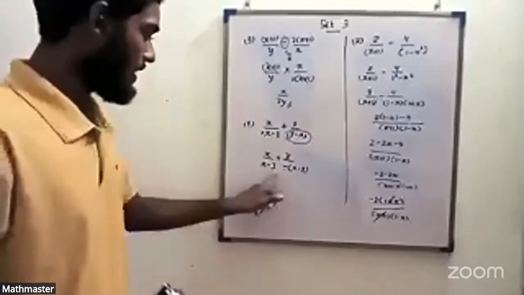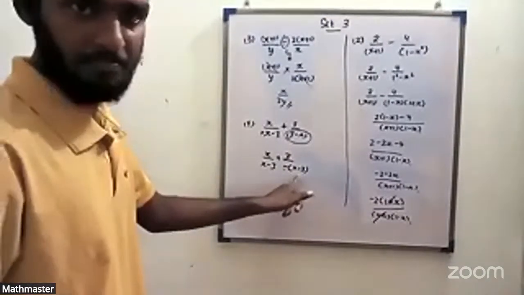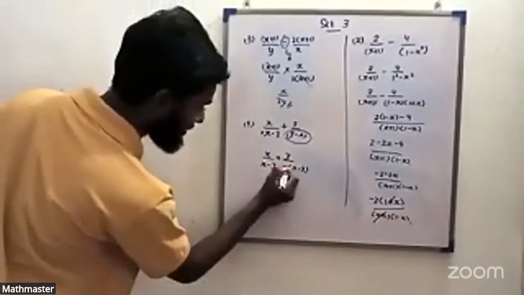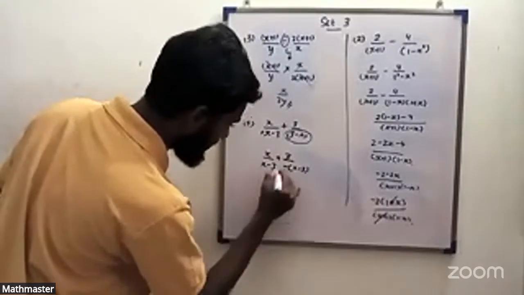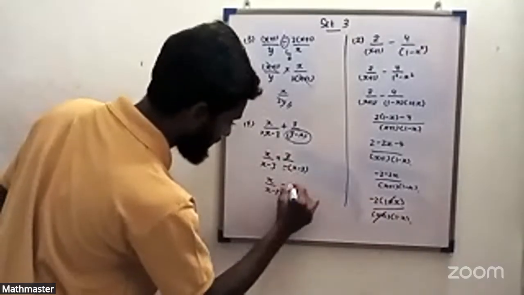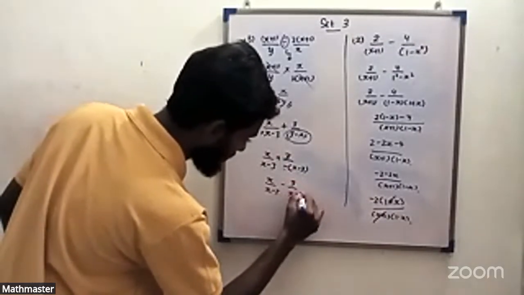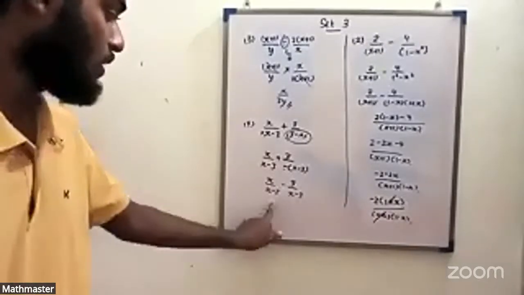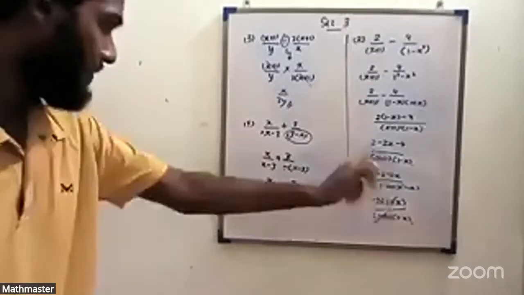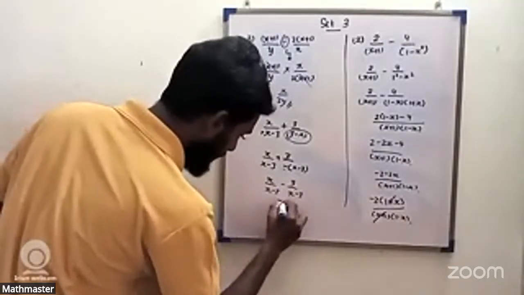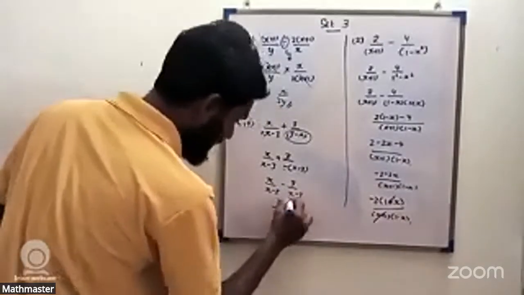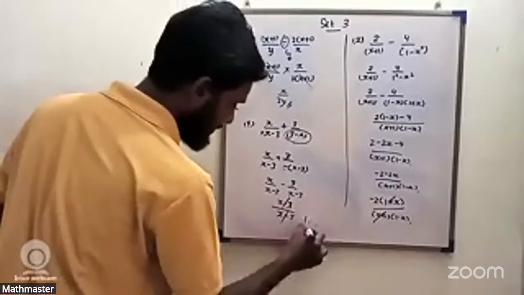Now you have x minus 3, x minus 3, right? But you have this minus sign, this goes here. Therefore, x over x minus 3, this plus and this minus becomes minus 3 over x minus 3. Now you have the same denominator. So just add the numerators. x minus 3 over x minus 3 cancels. Answer is 1.